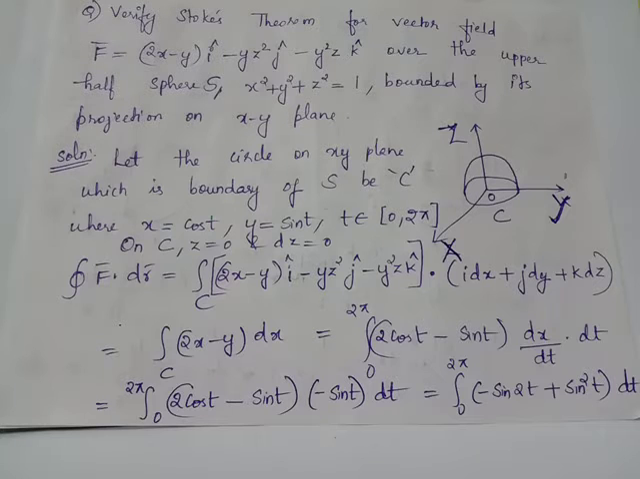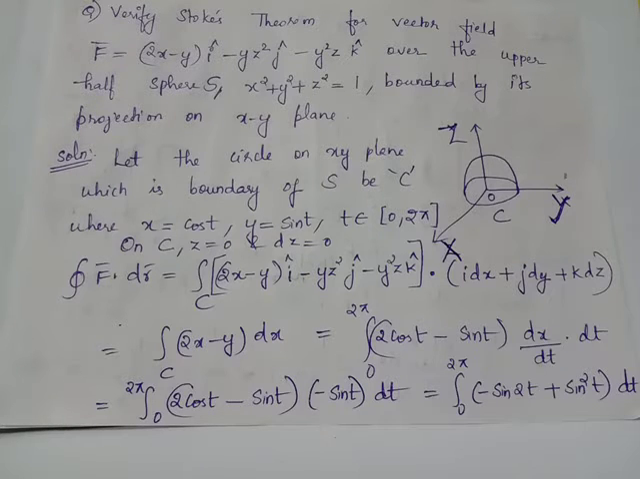of S onto the xy plane. Since S is a unit sphere, its projection on the xy plane will be a unit circle C, which satisfies the equation x² plus y² equals 1. Notice that since C lies on the xy plane, it will have z coordinate equal to 0. Therefore, z equals 0 and dz equals 0 on C.